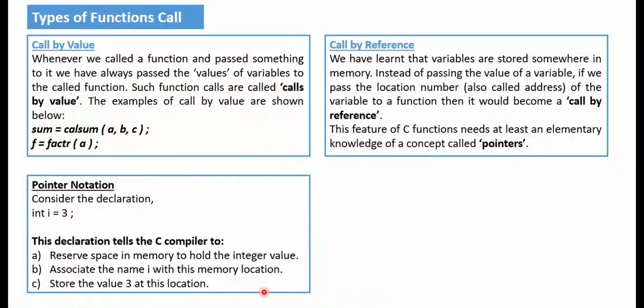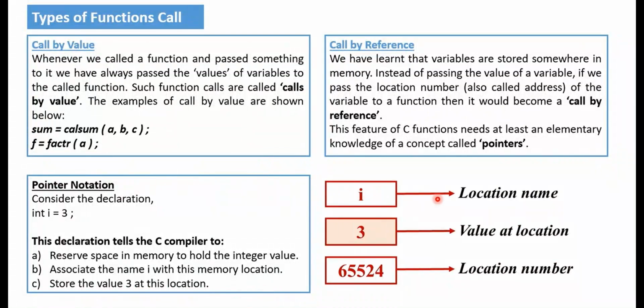Okay. If you see this figure, here i is the location name, 3 is the value that is stored at that location, and 65524 is the location number. So the variable that will store this location number, that is 65524, is called a pointer variable. Similarly, we can use pointer to function, pointer to array, pointer to structures and so on. Basically that will point to the address where that particular function, array, structure or a simple variable is stored.